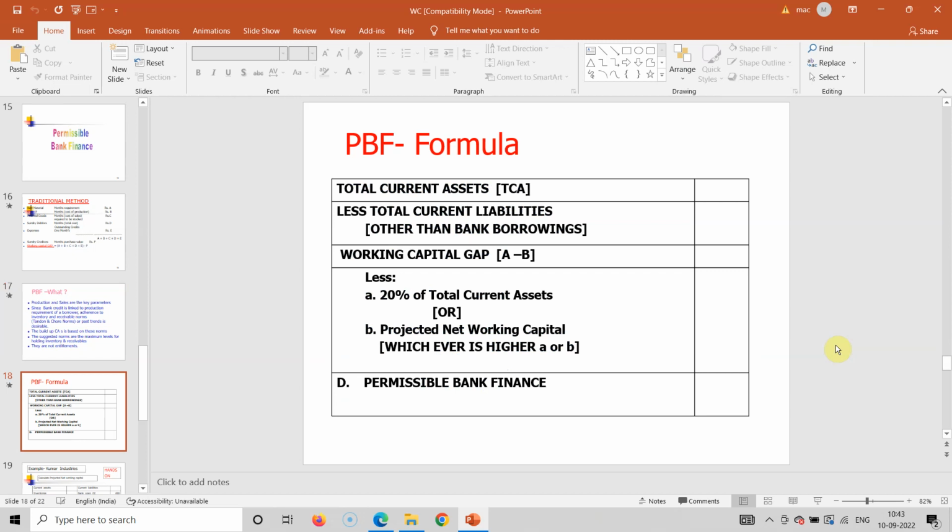PBF formula, there is Form 4: total current assets less total current liabilities gives you the working capital gap. Then less 20% of total current assets or projected net working capital, whichever is higher, that gives you permissible bank finance. That is the formula for this.